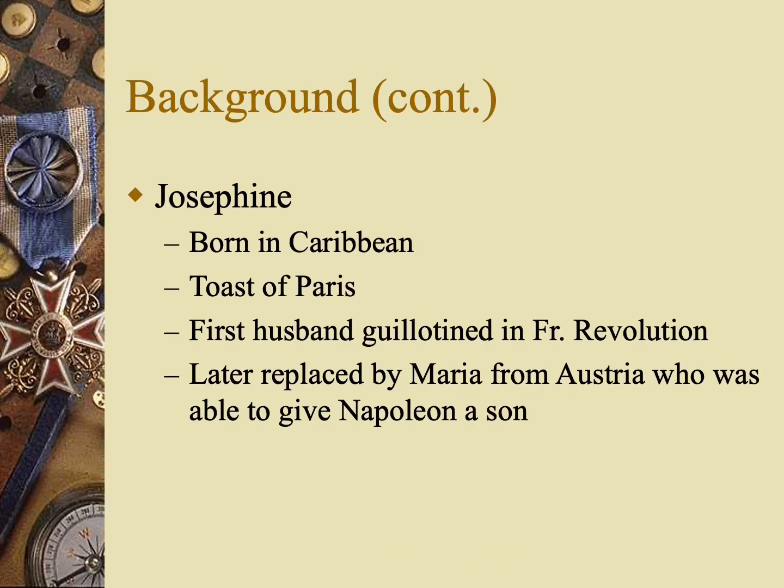All right, so we're going to touch on just a little bit more background about Napoleon's first wife, Josephine. She was born in the Caribbean and was the toast of Paris. She had been married before. Her first husband was actually guillotined during the French Revolution. And she would later be replaced by Maria of Austria, who was able to give Napoleon a son, which would have been incredibly important to him, as he definitely needed an heir in order to continue his power.